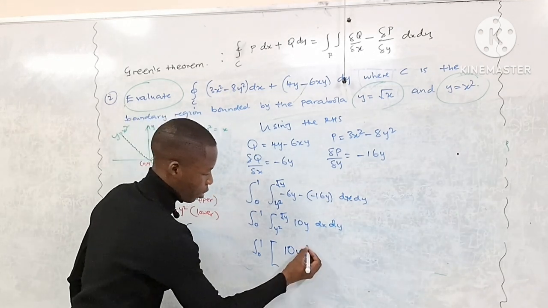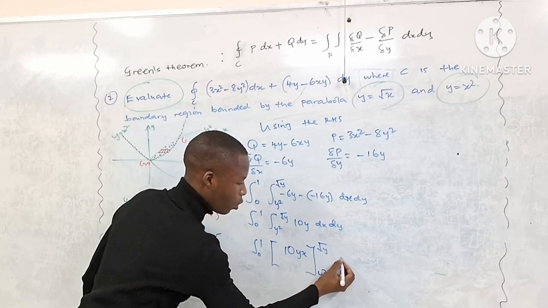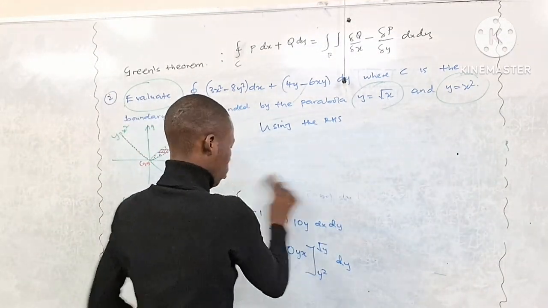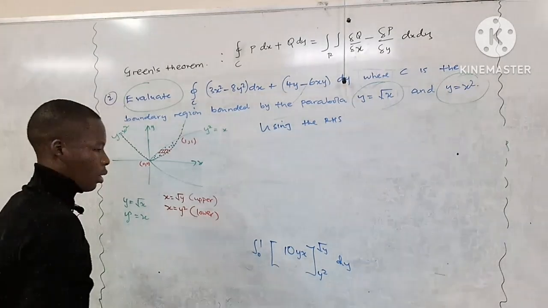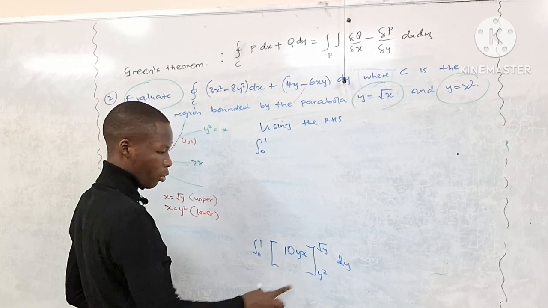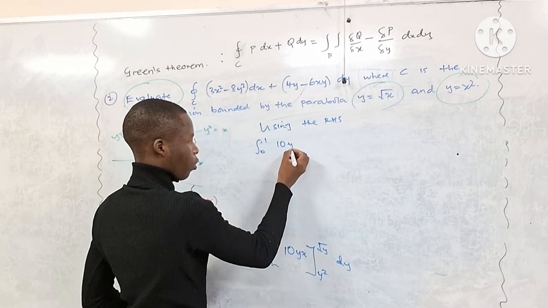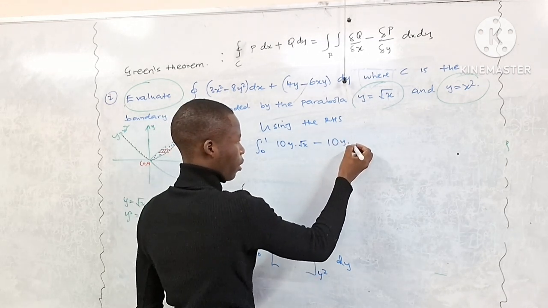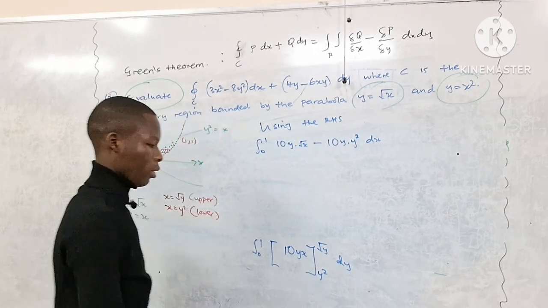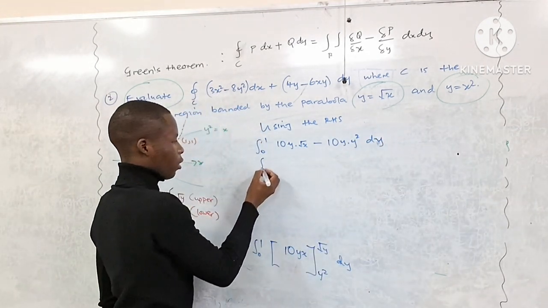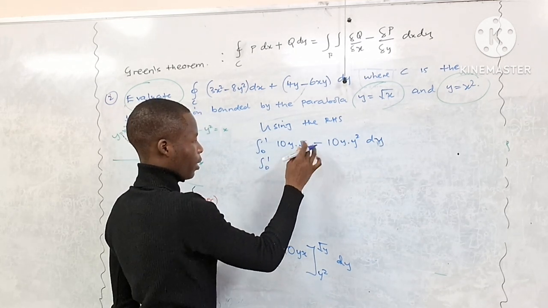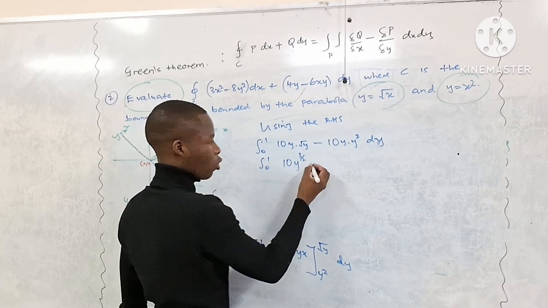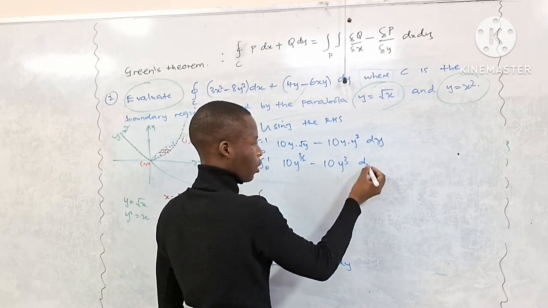This becomes 10y times x from y squared to root y, with respect to y. Now let's substitute. The integral from 0 up to 1 of 10y into root y minus 10y into y squared, with respect to y. Okay, I made a mistake here, it's y. So this is y and this is y to the power half. So this becomes 10y to the power 3 by 2, subtract 10y cubed, with respect to y.